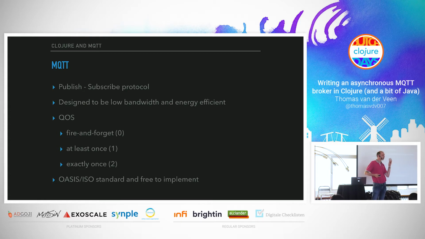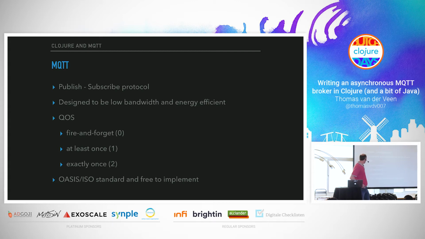Supports 3 qualities of service: fire and forget, at least once, and exactly once. My implementation of the broker only does 0. It doesn't do the other ones yet. It's an Oasis ISO standard and free to implement for everyone. There are libraries out there for Clojure, you name it, Rust, C, C++, Java, JavaScript, and it's freely available. And that's all I'm going to tell you about MQTT, basically.